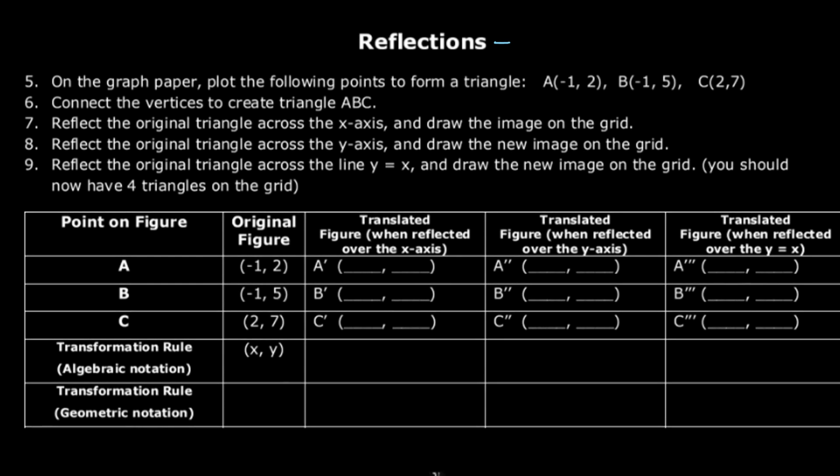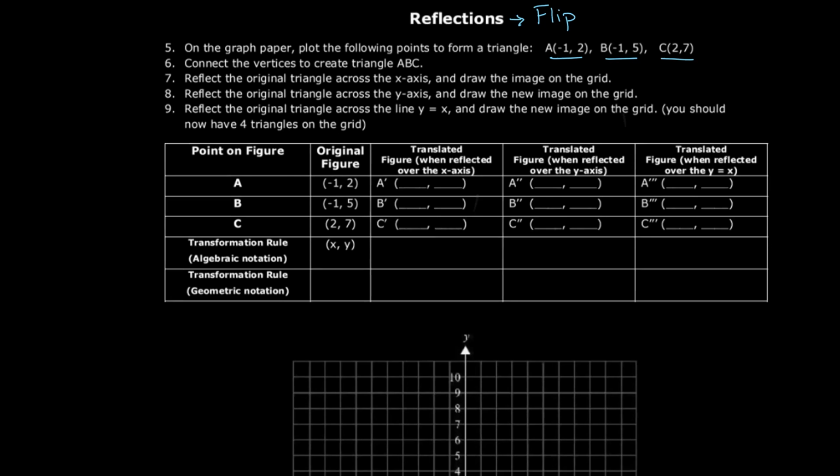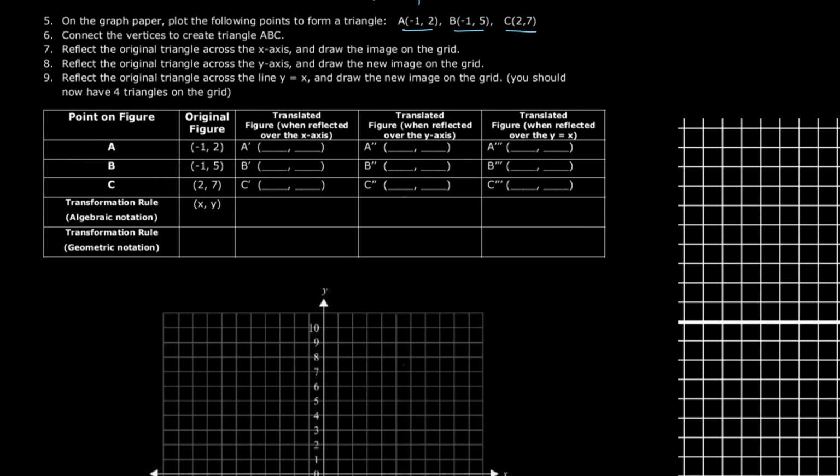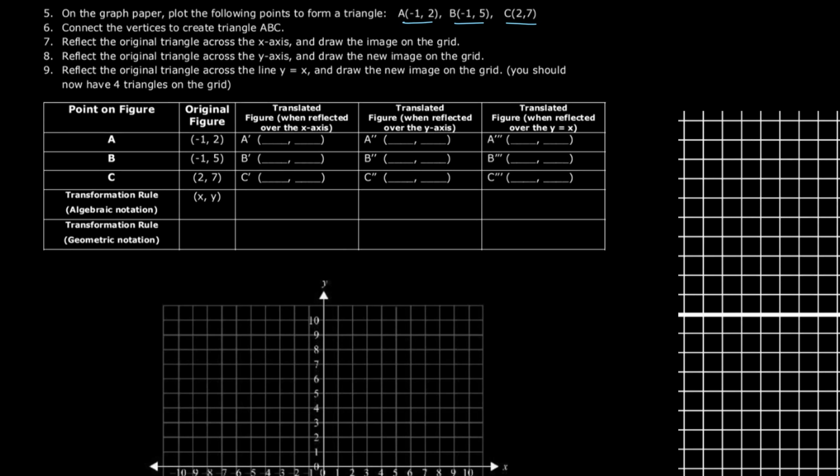So like we just said, a reflection is a flip over a line. Now the first thing that we're going to do is plot these points on our graph, A, B, and C. We have A at negative 1, 2, making sure we label everything. B is negative 1, 5, and C is 2, 7.